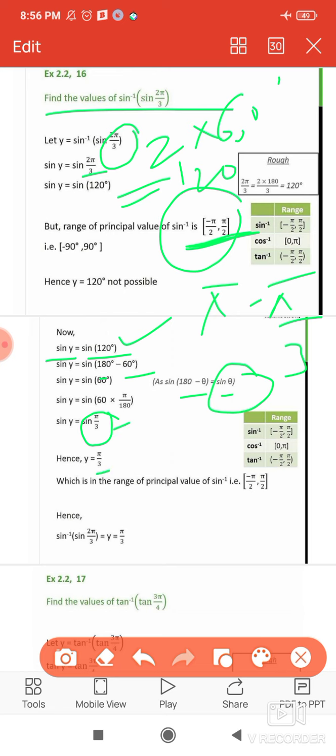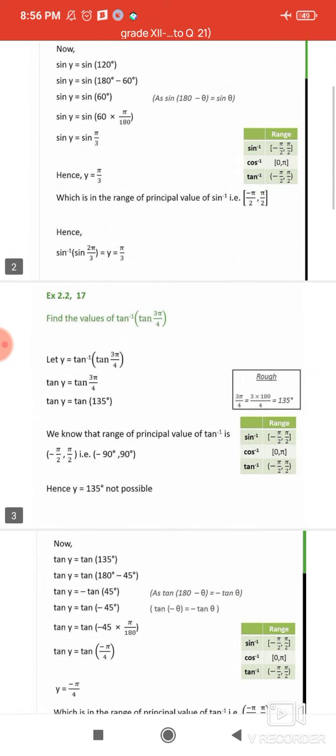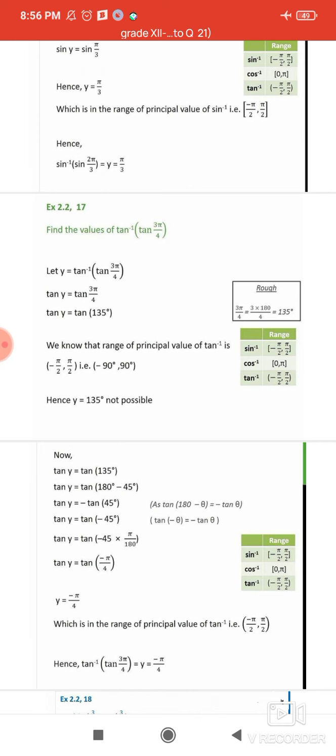What it means? y is equal to pi by 3, which is in the range of principal value of sine inverse, minus pi by 2 to pi by 2. So the value of sine inverse sine 2 pi by 3 is pi by 3. Fine. Now find the value of tan inverse tan 3 pi by 4.